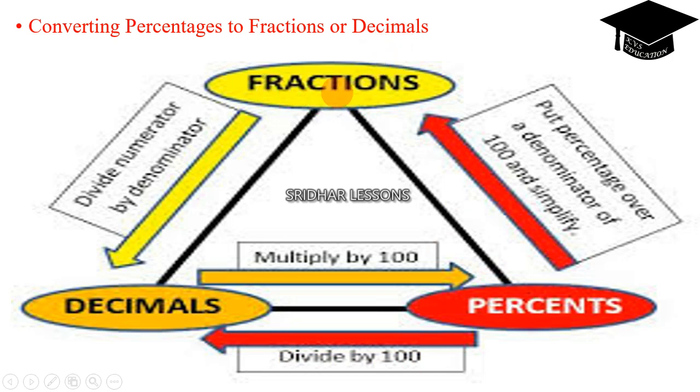The fraction can become a decimal if you divide the numerator by the denominator. And this fraction can become a percent if you put a percentage over a denominator of 100 and simplify. And this is how a fraction will become a decimal as well as a percent. And if you see this one, a decimal can be converted into percent if you multiply by 100, and a percent can be converted into a decimal if you divide by 100. In the forthcoming exercise, we will see all these with the help of the values.